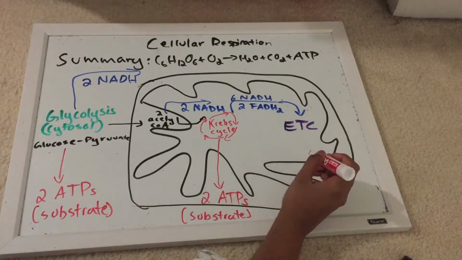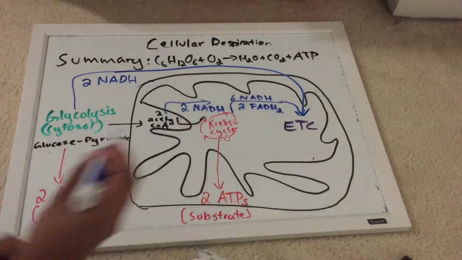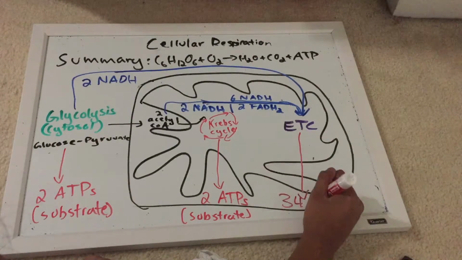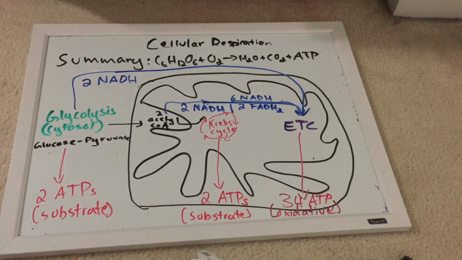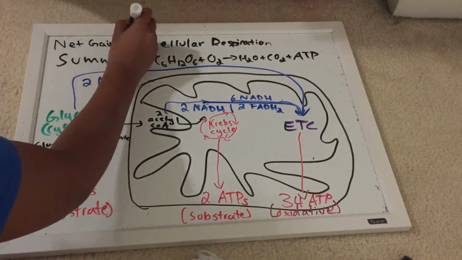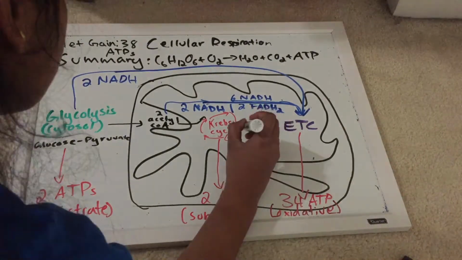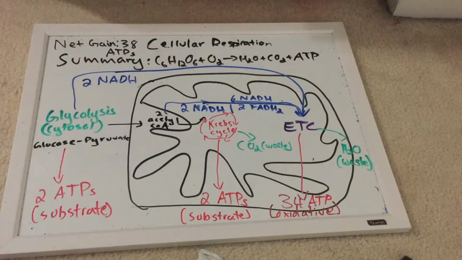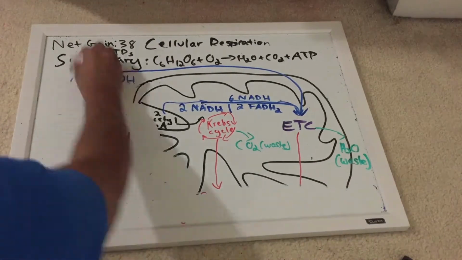The electron carriers enter the electron transport chain and produce about 34 ATPs, the most amount through oxidative phosphorylation. A net gain of 30 ATPs is produced. CO2 and H2O are released as waste from the various stages.